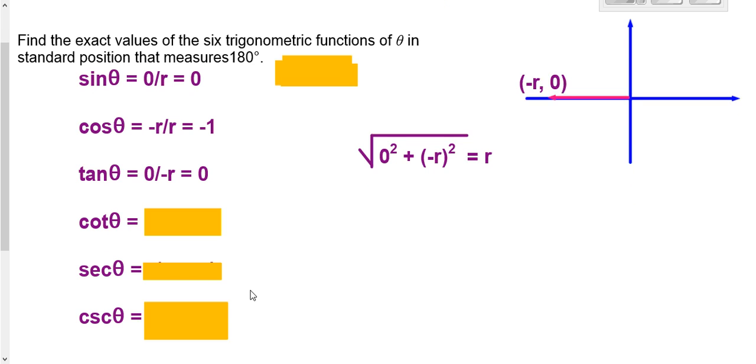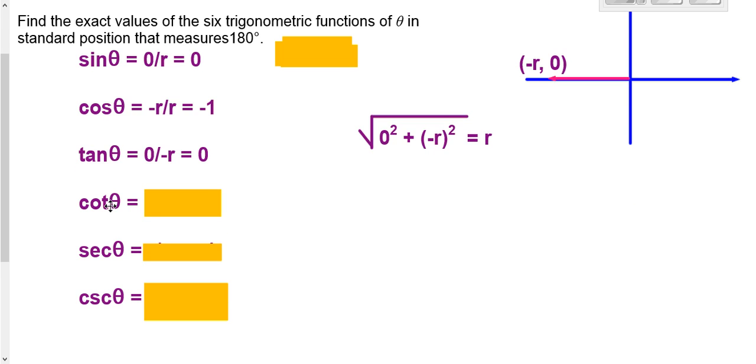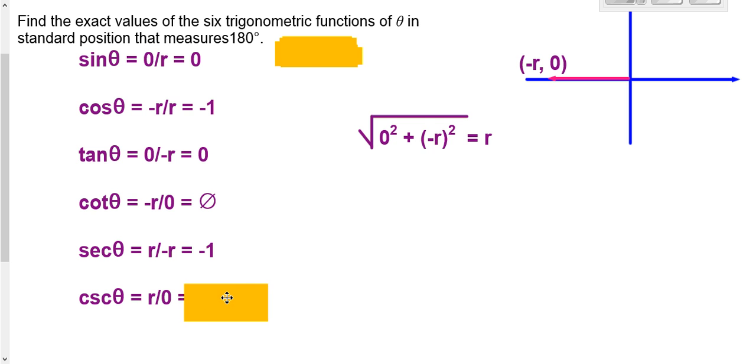Then we also have to take a look at the reciprocal functions. We need to take the reciprocal of tangent to get cotangent. So I'm going to flip my fraction upside down, and that's going to give me negative r over 0. We can't divide by 0, so that's undefined. Then we have our secant, which is the reciprocal of cosine. So I need to go r over negative r, which ends up being negative 1. And then cosecant, which is the reciprocal of sine, and that would be r over 0. We can't divide by 0, so we end up getting undefined again.